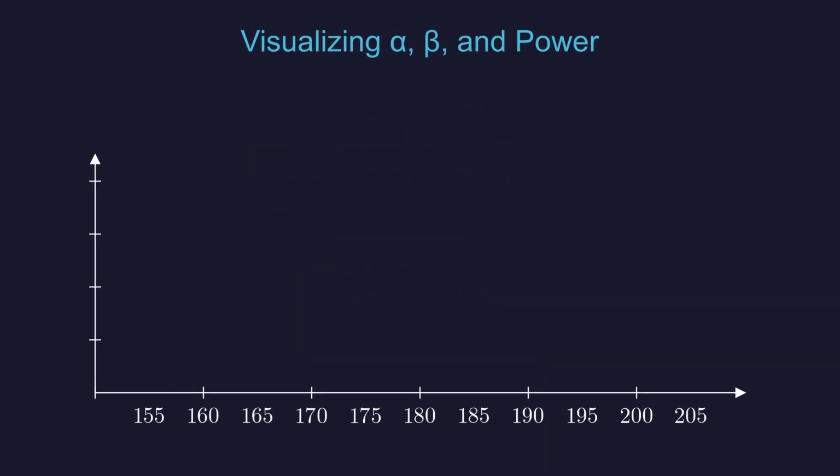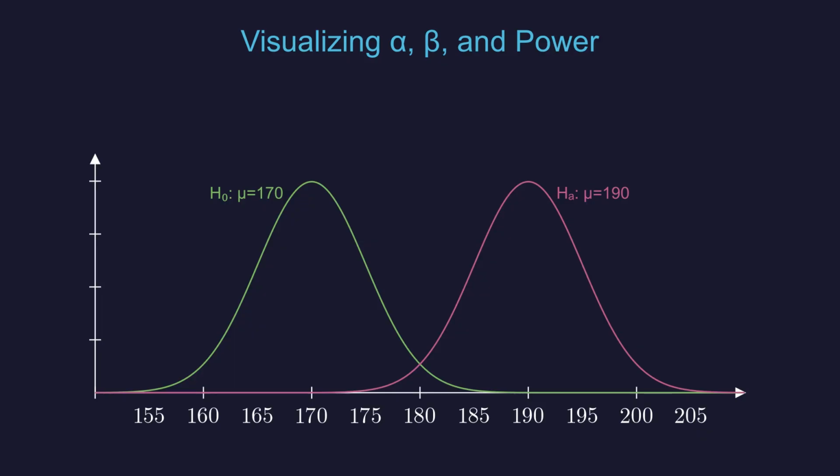Let's visualize these concepts with overlapping distributions. The green curve on the left represents the sampling distribution if H0 is true, with mu equals 170. The purple curve on the right is the distribution if the alternative is true, with mu equals 190. The dashed line marks the critical value. If our sample mean exceeds this value, we reject H0.